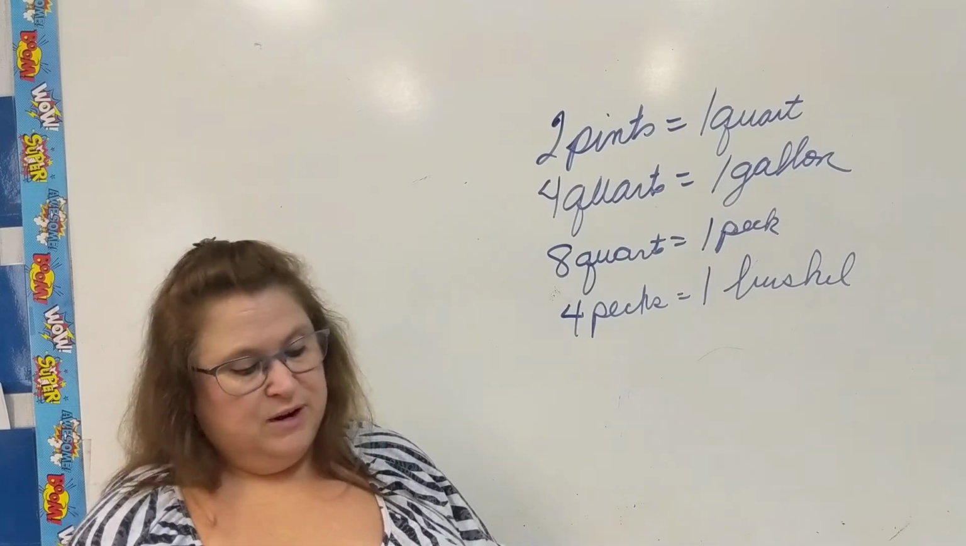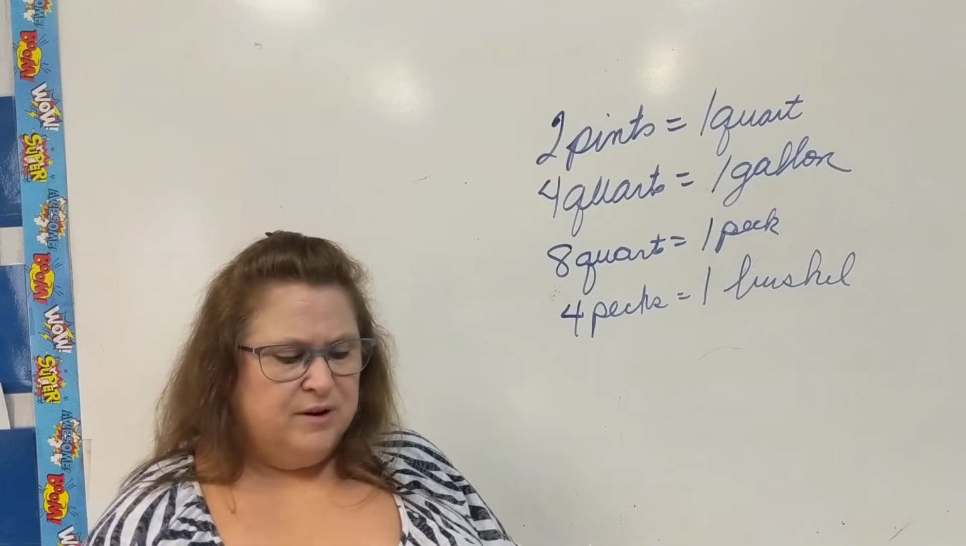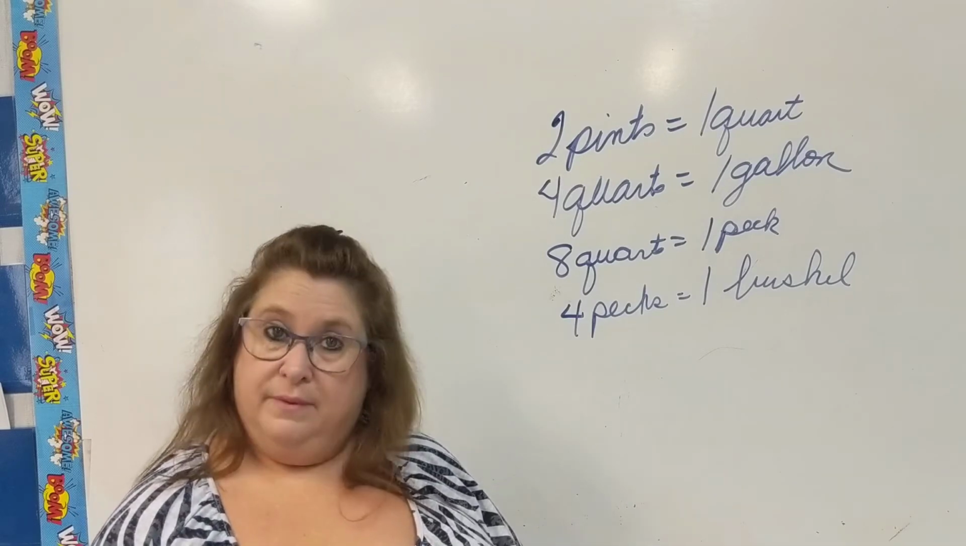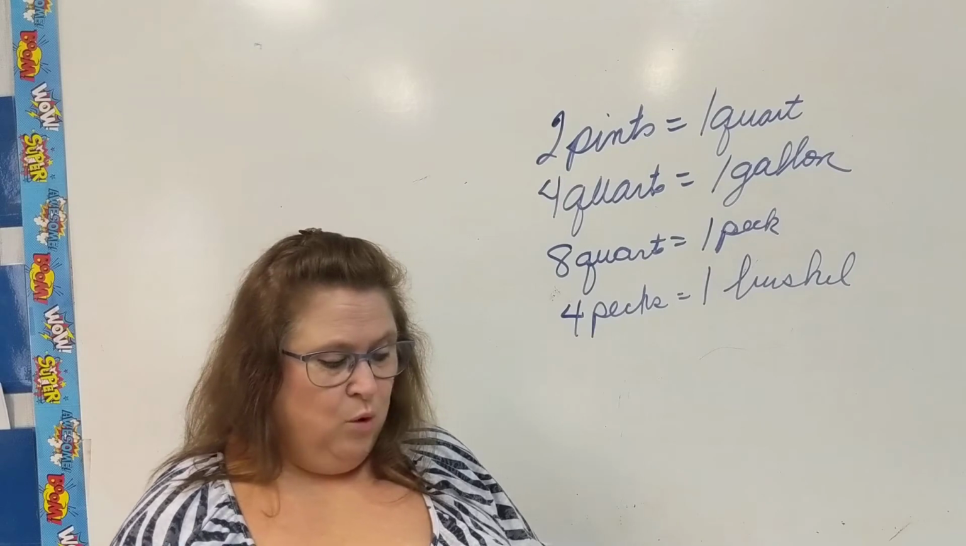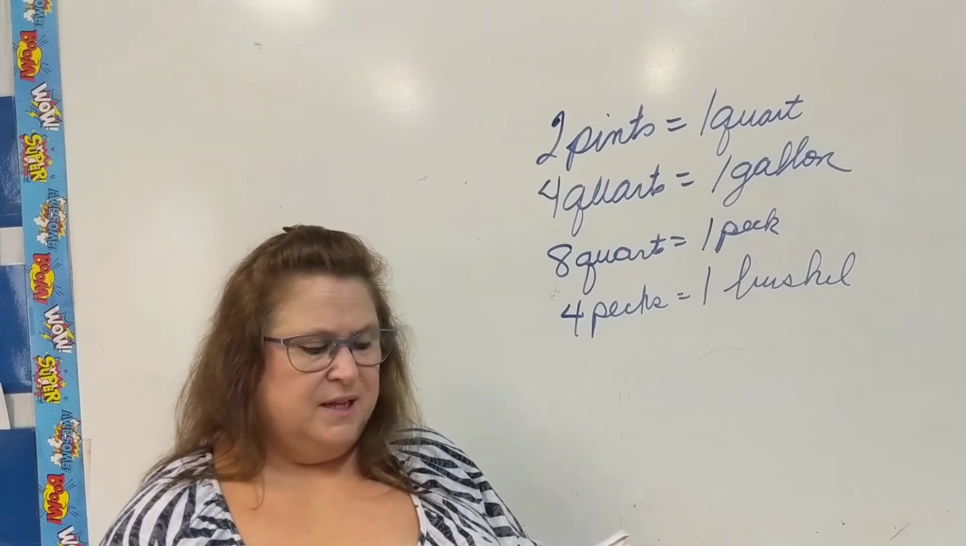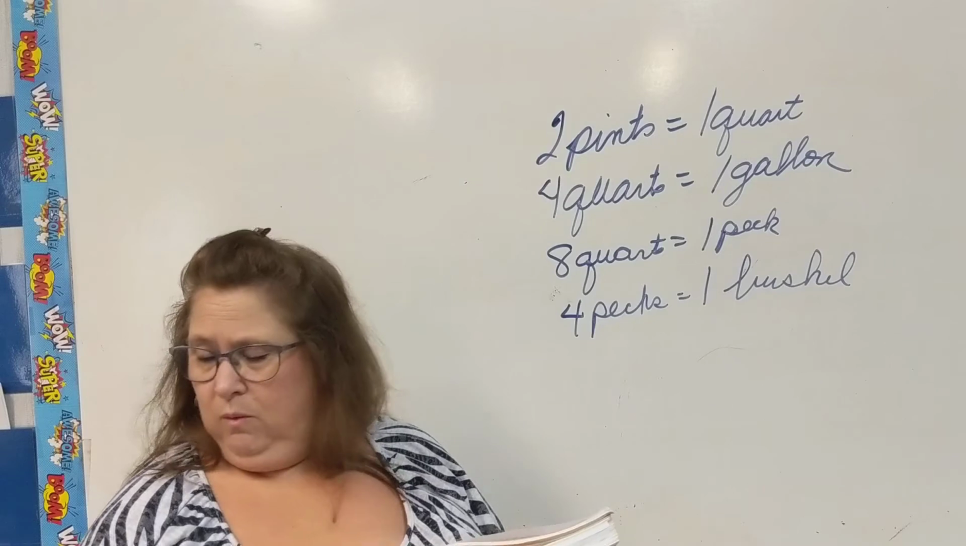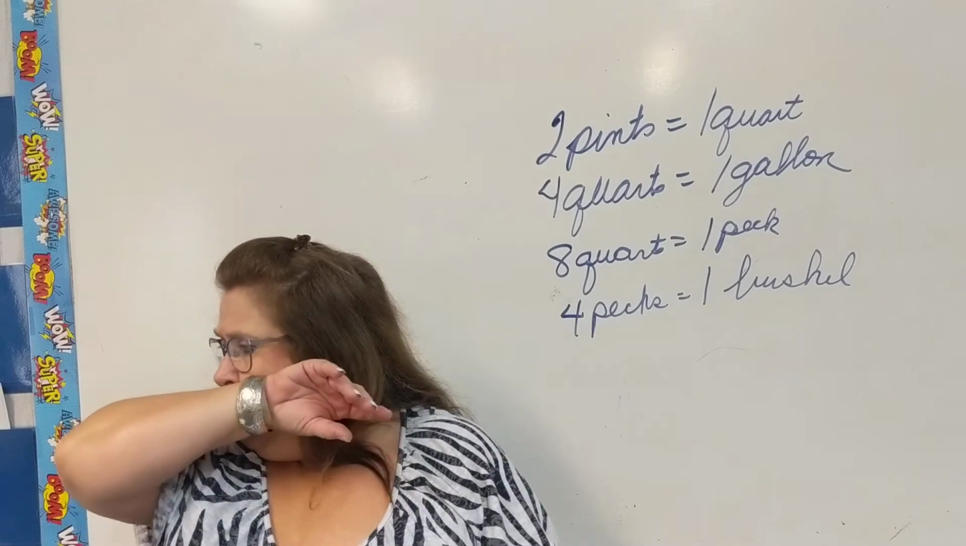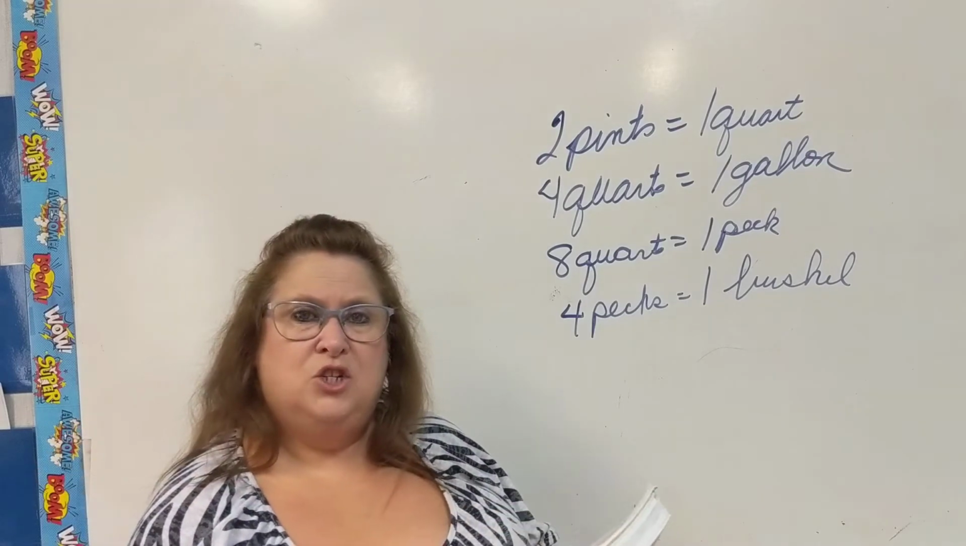That's right. Going straight across, letter B, 5,280 feet equals 1 mile. That's right. Letter C, 1 foot equals 36 inches. No. 1 foot equals what? Excuse me. 1 foot equals how many inches?